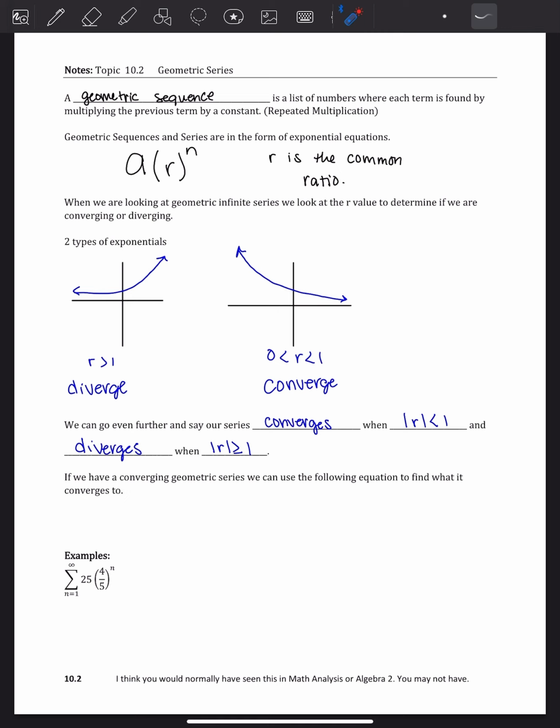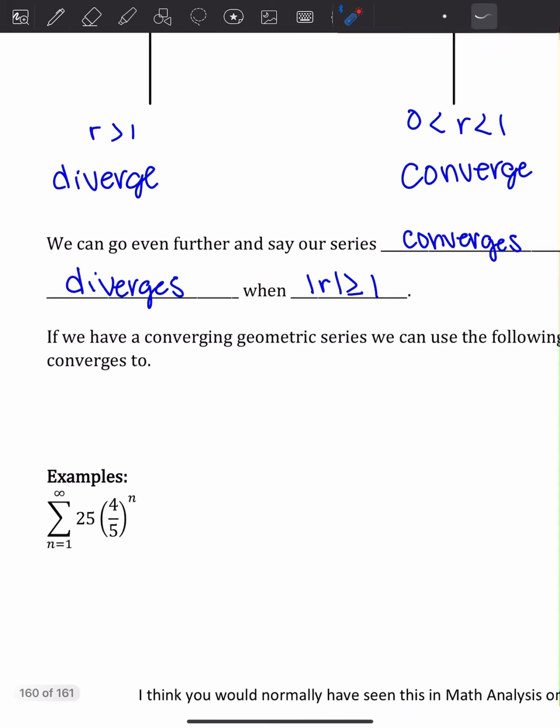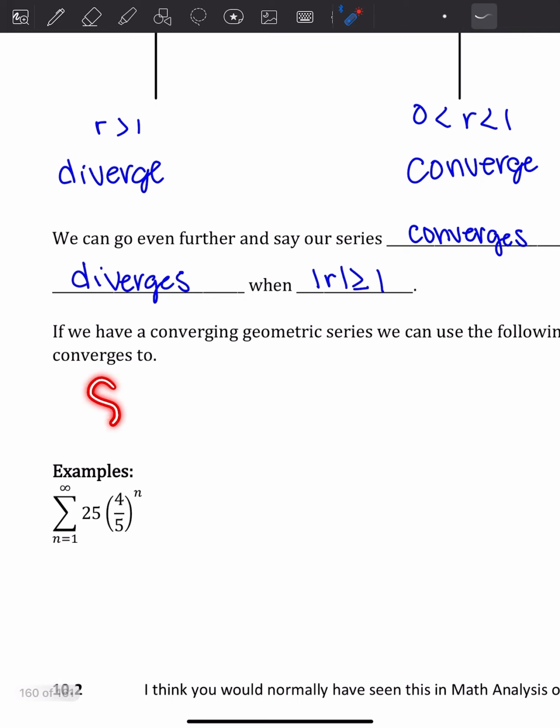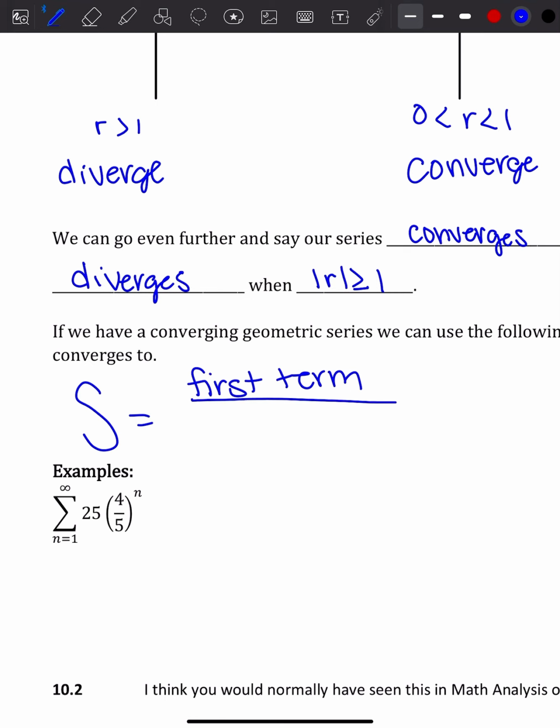So if we have a convergent geometric series, we can use the following equation to help us find where it converges to. So this only works for geometric series. So our sum is equal to our first term divided by 1 minus R. I like to write first term only because our first term in our sequence or series is not necessarily always when we plug in 1, but sometimes it is. So we're going to look at some examples of what that looks like in just a second.